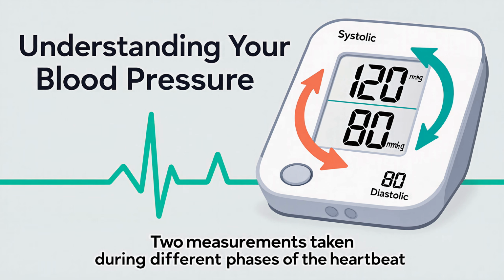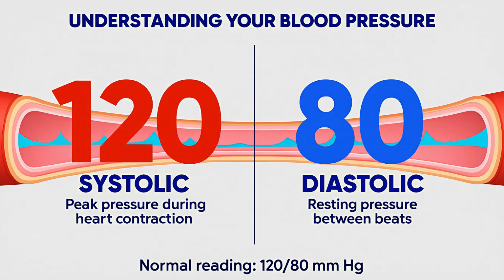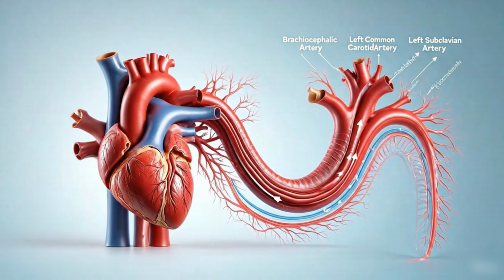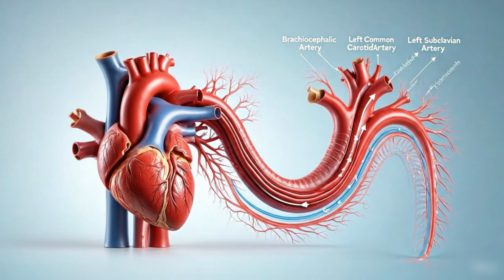Today's question looks simple, but it causes a lot of confusion. When you measure your blood pressure, you see two numbers. One is on top, one is on the bottom. Most people assume both numbers carry the same meaning. But from the perspective of long-term cardiovascular risk, especially heart attacks, those two numbers do not behave the same way inside the body. To understand why, we first need to understand what each number actually represents inside your arteries.